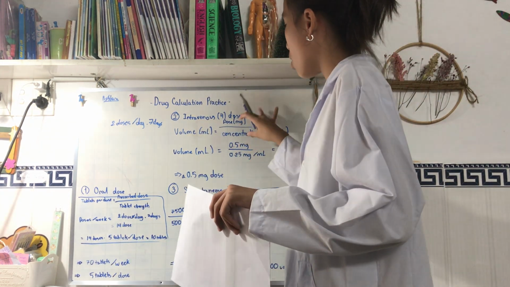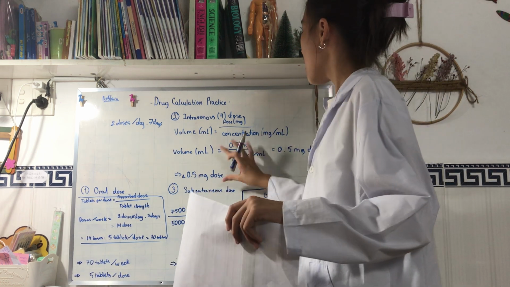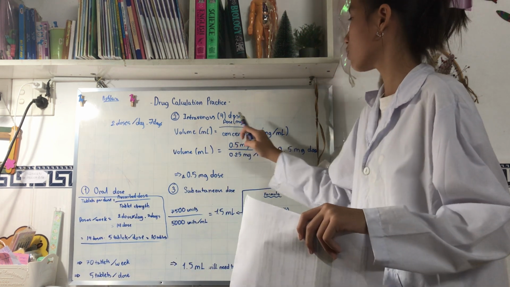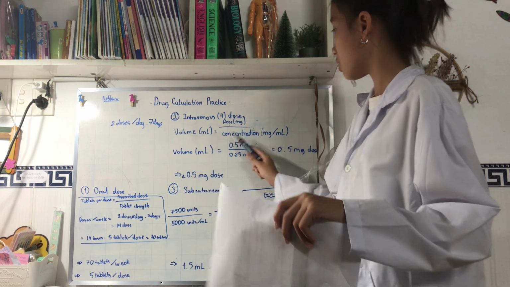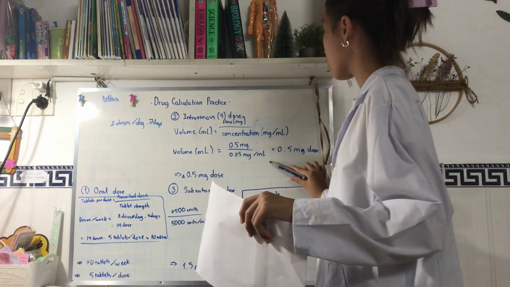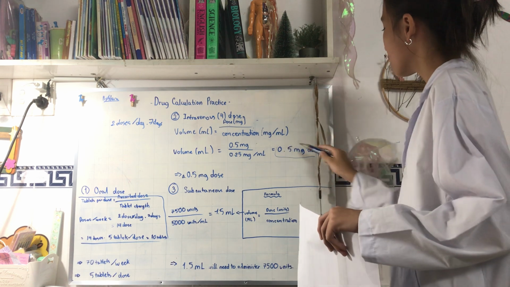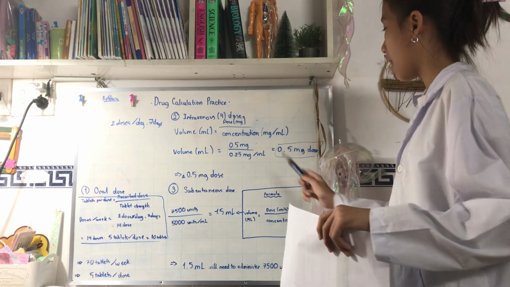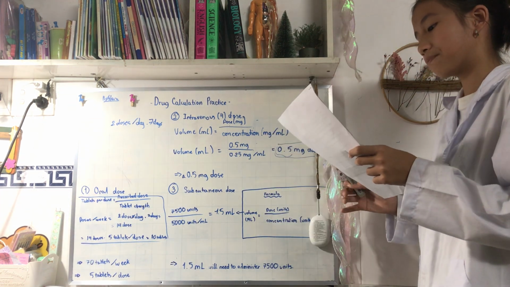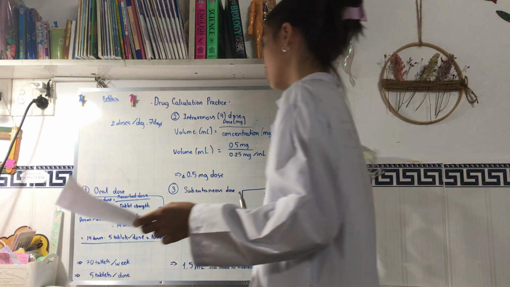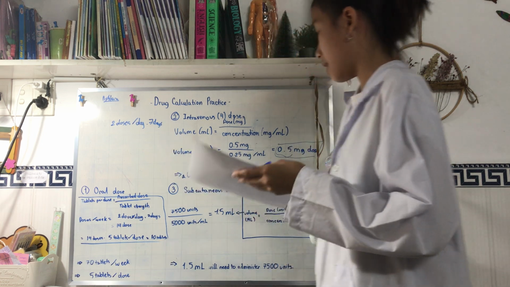In this case, we will put this formula into implementation. We have the dose in milligrams, which is 0.5 milligrams, and the concentration is 0.25 milligrams per milliliter. We divide 0.5 by 0.25, and that will mean that our answer is 2 milliliters per dose.